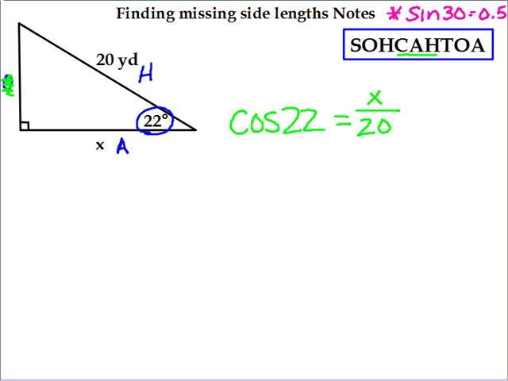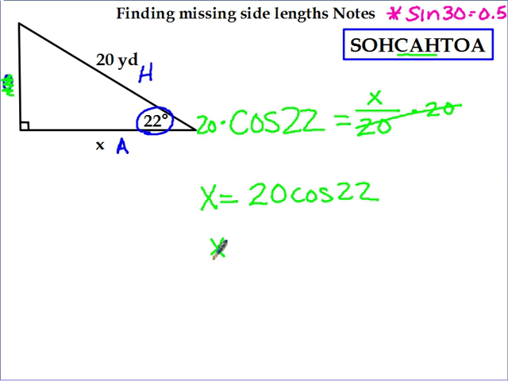And now I need to solve for x. I have to get it all by itself. So what we're going to do is we're going to multiply both sides by the denominator. Since it's x divided by 20, if I multiply by 20, those will cancel. So x equals 20 times cosine of 22. And this whole thing you plug right into your calculator. 20 times cosine of 22. And when you hit enter and round, we're going to see that x is 18.5, and don't forget our units, of yards.